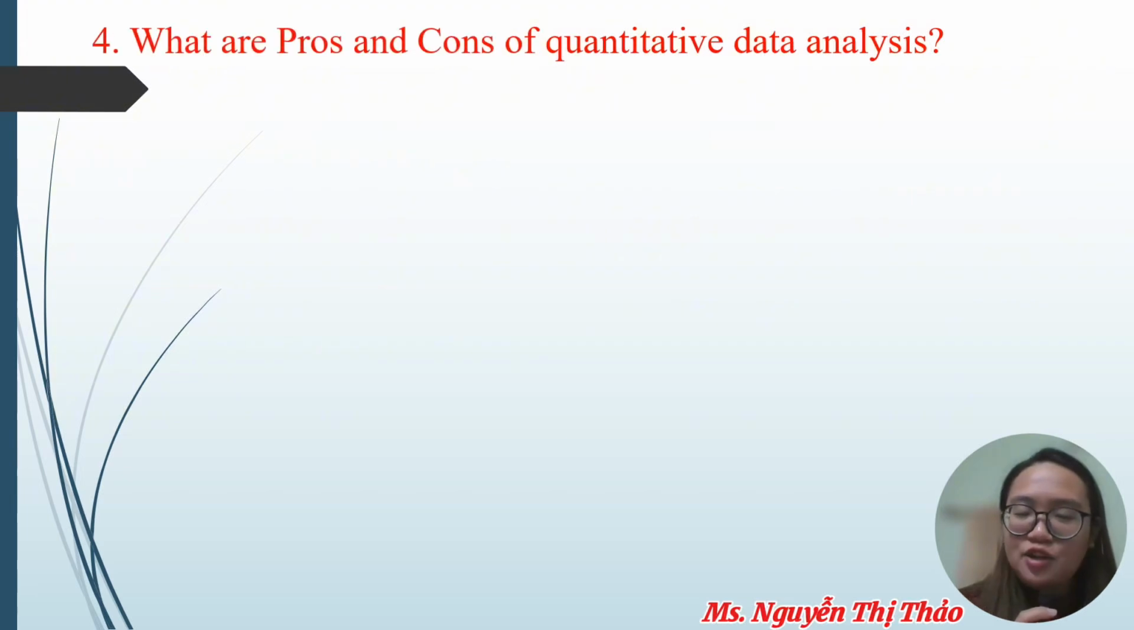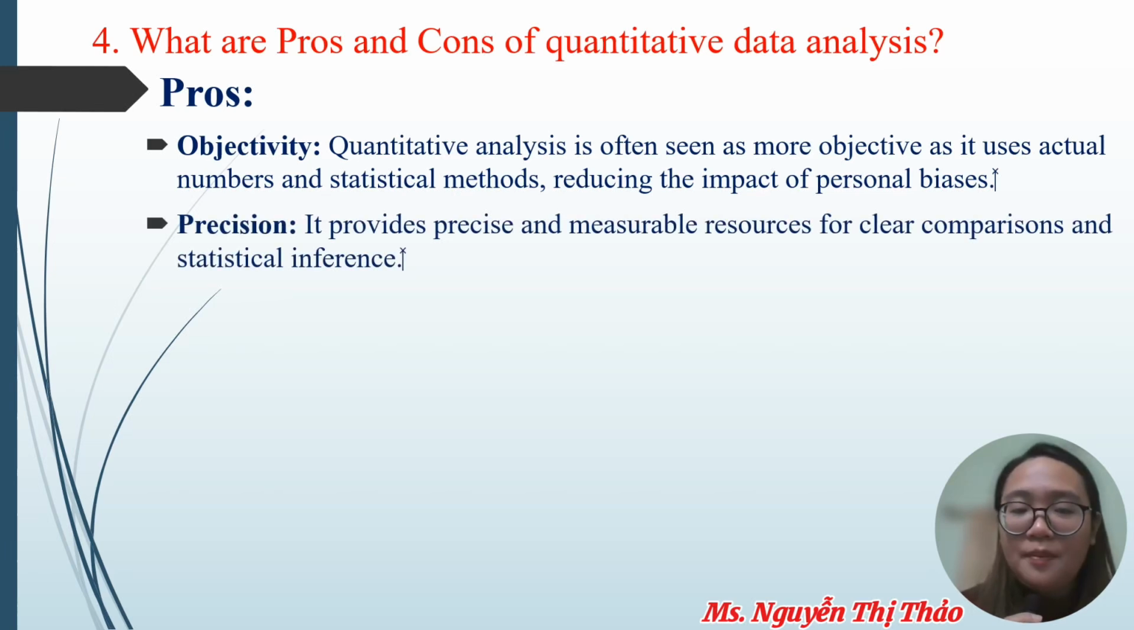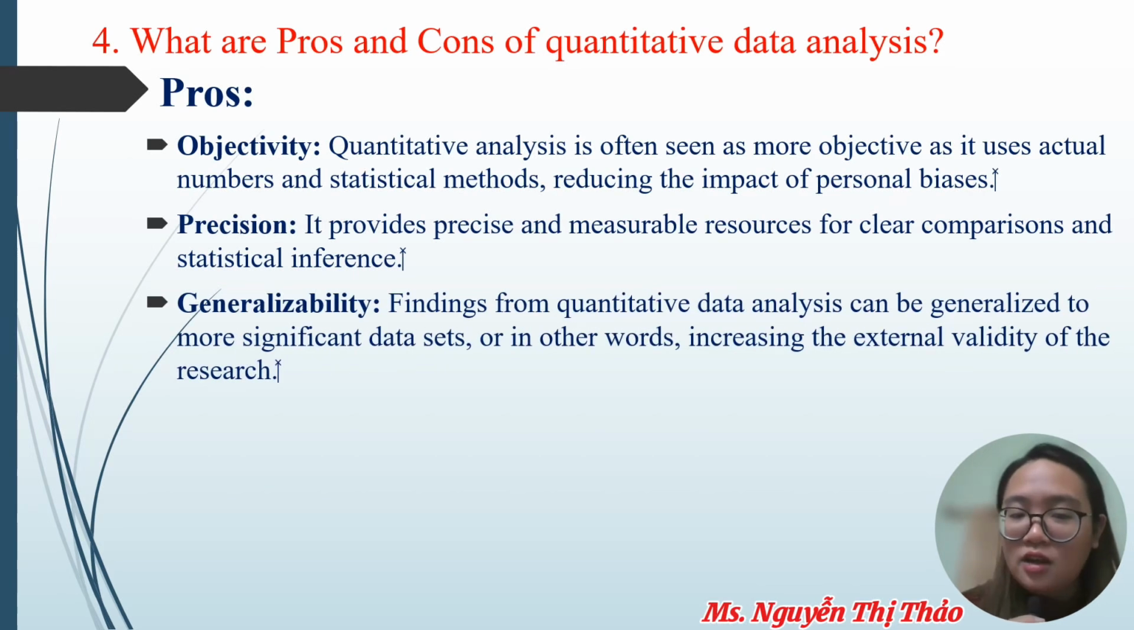Hello, Mr. Ming. My name is Tao, and I will tell you about the number 4. What are the advantages and disadvantages of quantitative data analysis? For the pros, I think about the objectivity. Quantitative analysis is often seen as more objective as it uses actual numbers and statistical methods, reducing the impact of personal biases. And second, about precision, it provides precise and measurable results for clear comparison and statistical inference. Third, about the reliability, I think the findings from quantitative data analysis can be generalized to larger data sets, or in other words, increasing the external validity of the research.